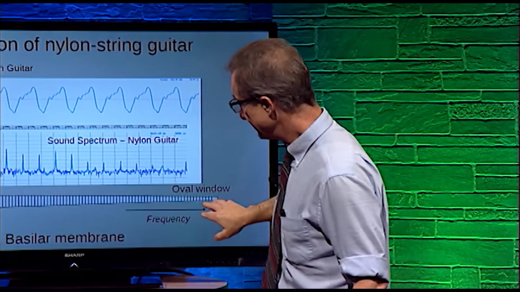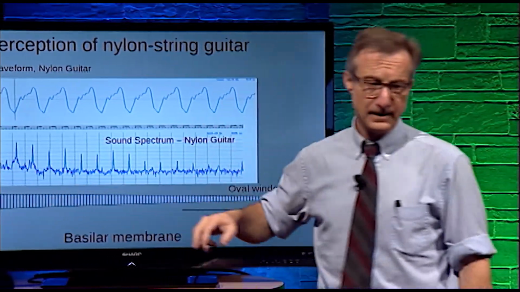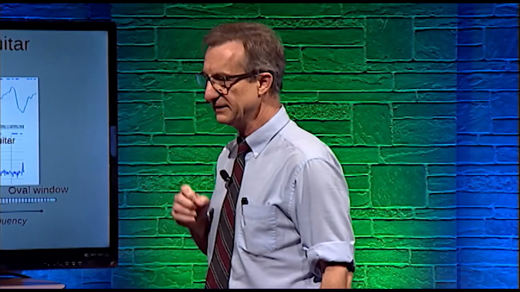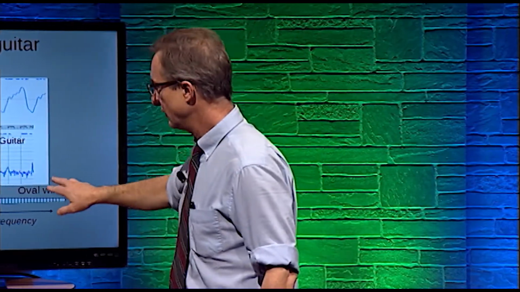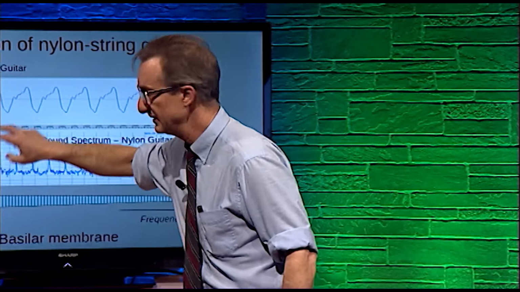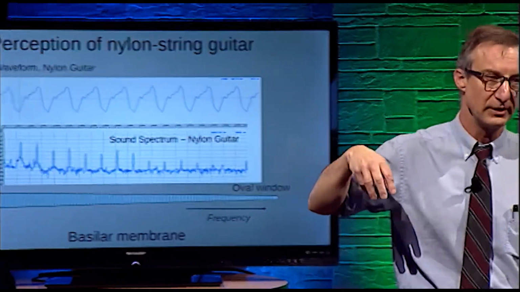So if we hear it, we can recognize that that's a guitar and not a flute because of the presence of these higher harmonics. The basilar membrane does this wonderful job of frequency decomposition: it decomposes this sound wave into its frequency components and sends them off to the brain. It's a little bit analogous to an analog to digital conversion.